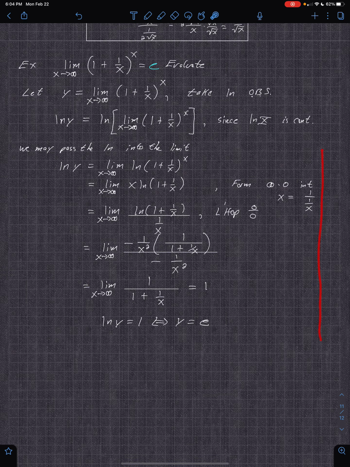So now you can see why defining the natural log in the way we did and defining e the way we did allows us to take these limits and prove what those limits are. Okay, now we get to do some proofs. Fun times.